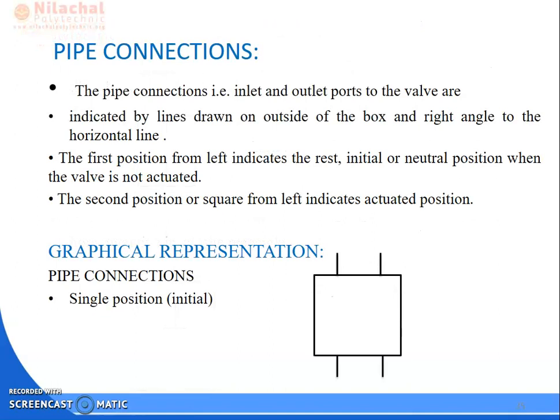Then we will go for the pipe connection. You can see the pipe connection. There are 4 pipe ports. The pipe connections at the inlet and outlet ports of the valve are indicated by lines drawn outside the box, at right angle to the horizontal line.